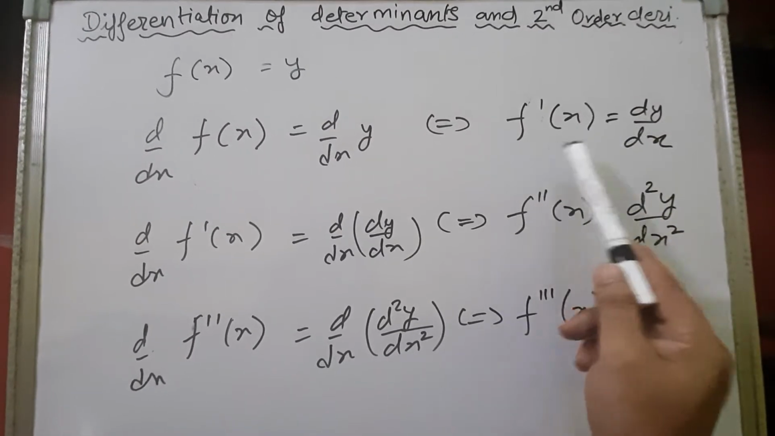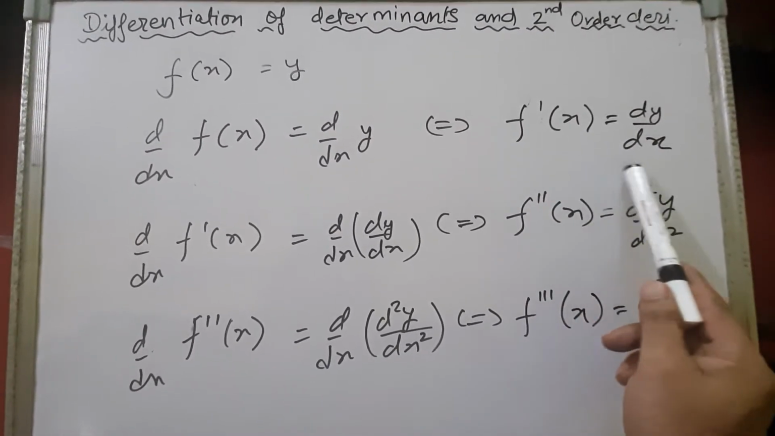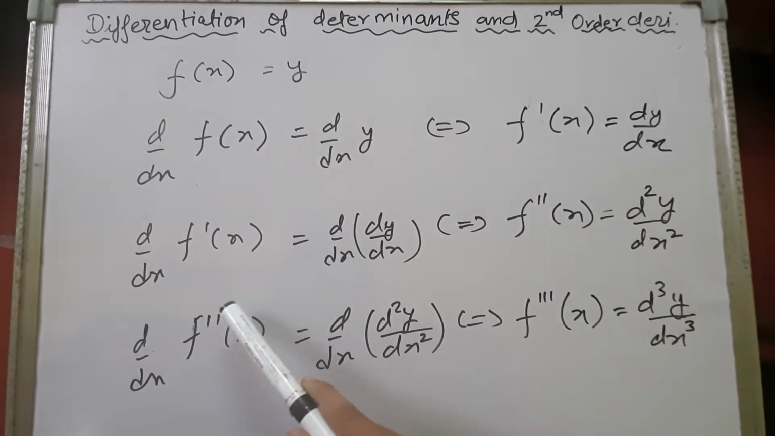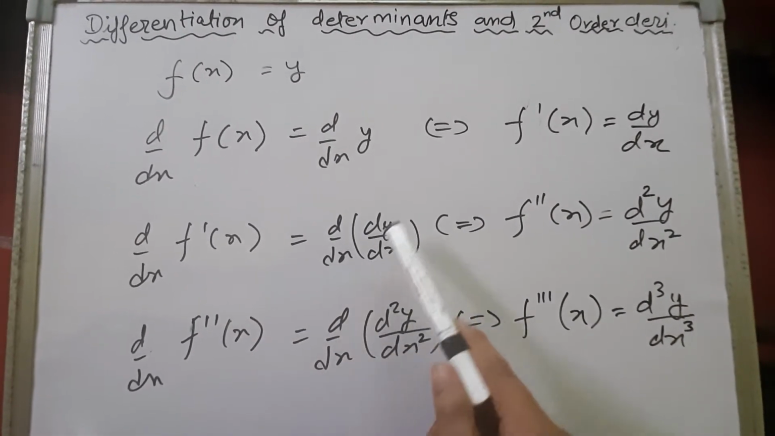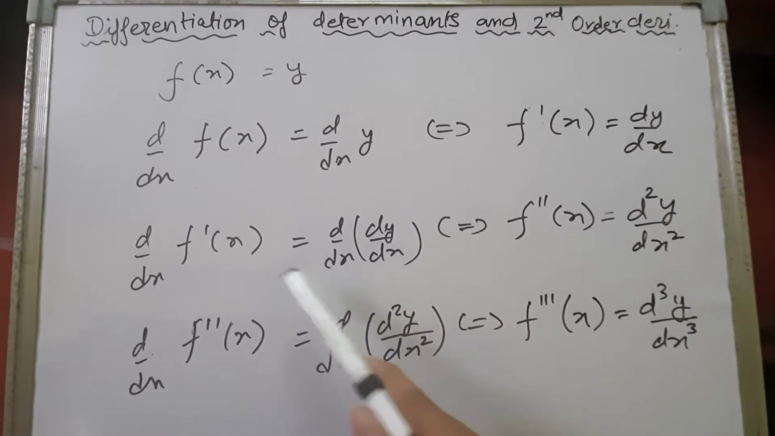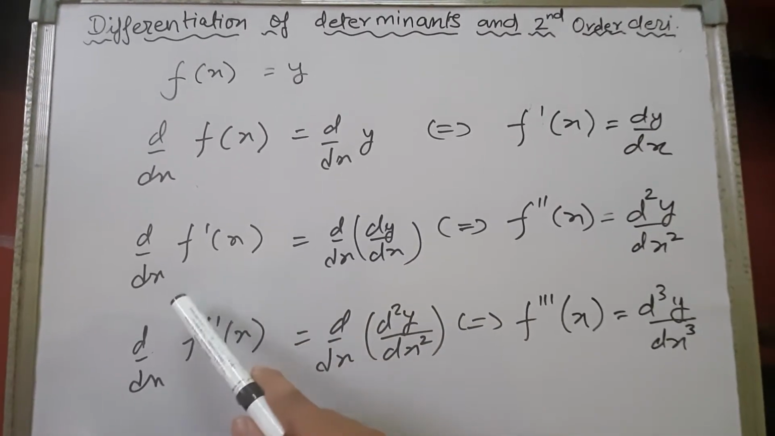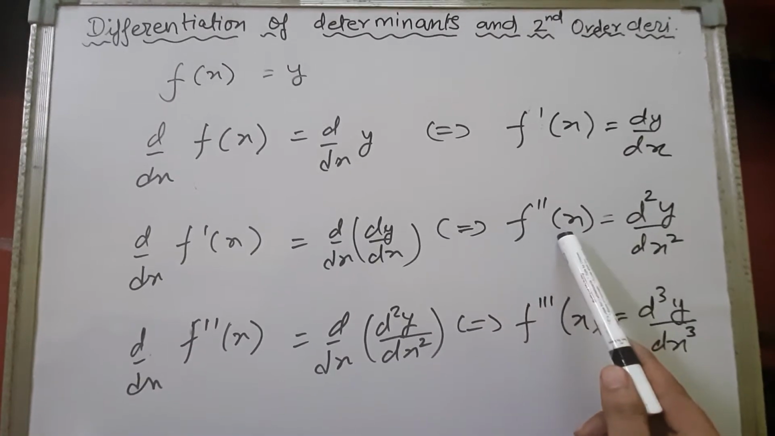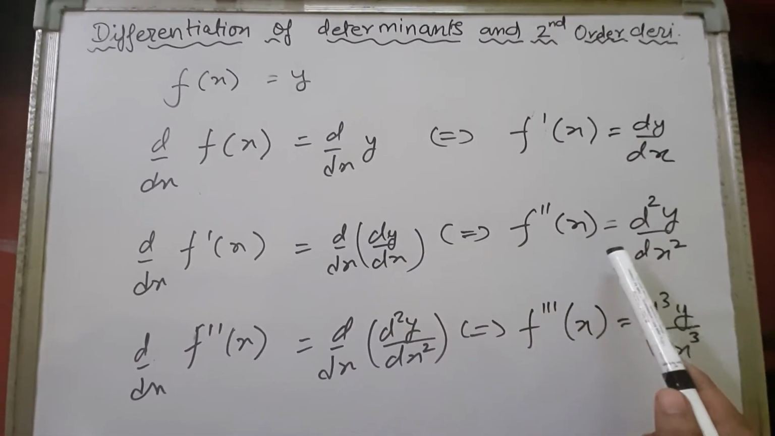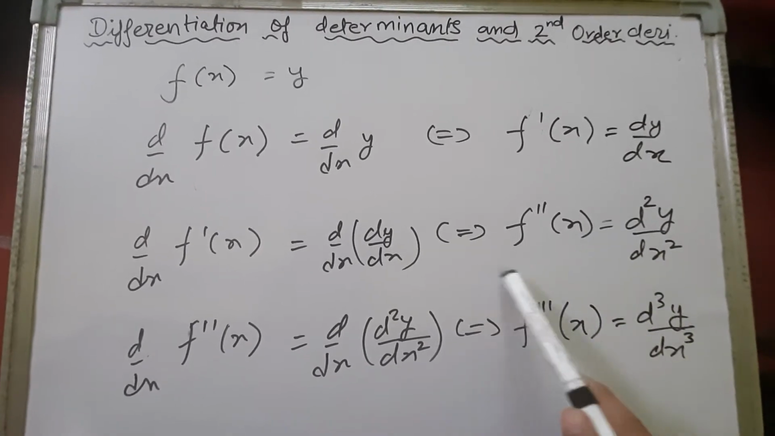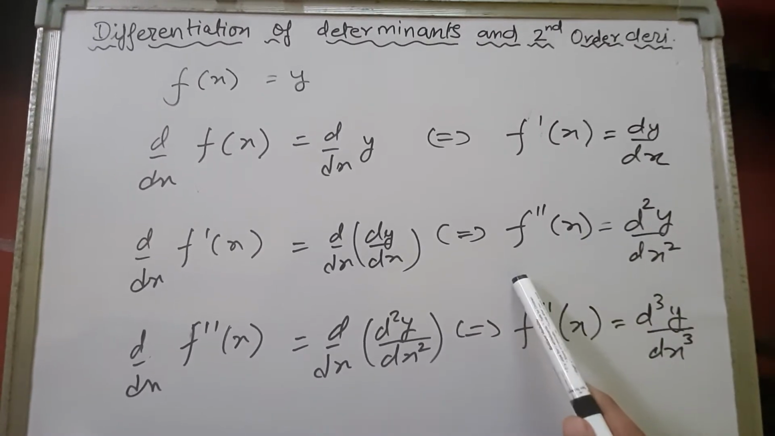Now if we again differentiate this function f dash x and dy by dx, then what we'll get? That means it is written d by dx of f dash x equals d by dx of dy by dx. So when we differentiate f dash x again, what we'll get? f double dash x, and this d by dx of dy by dx will be d2y by dx2. So this is the notation for the second order derivative.